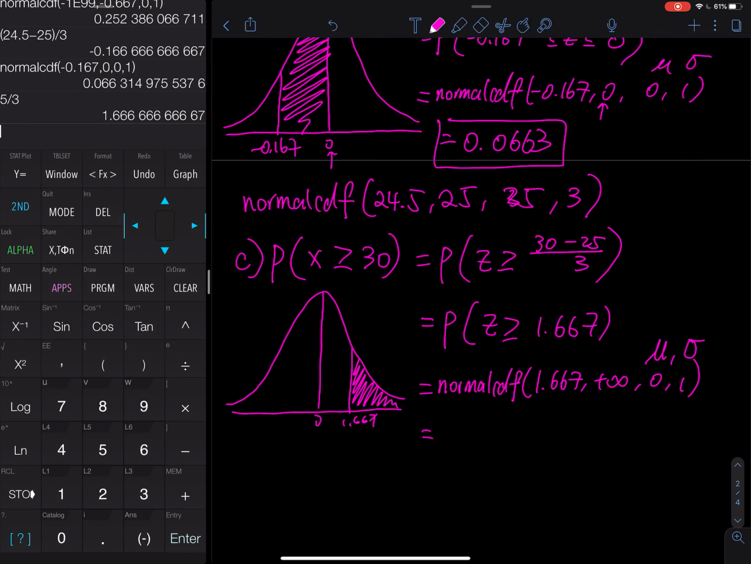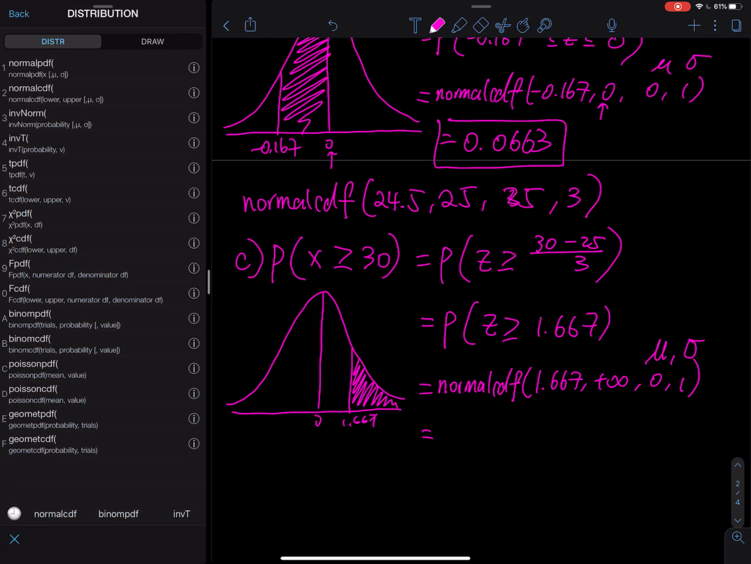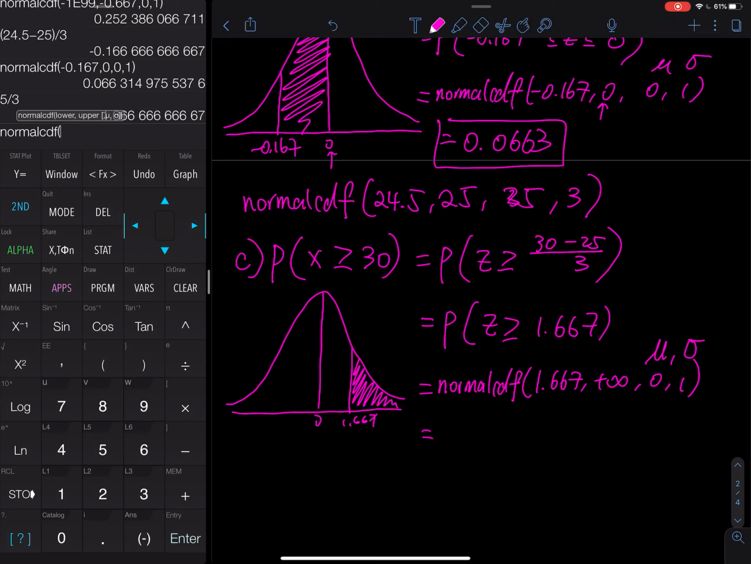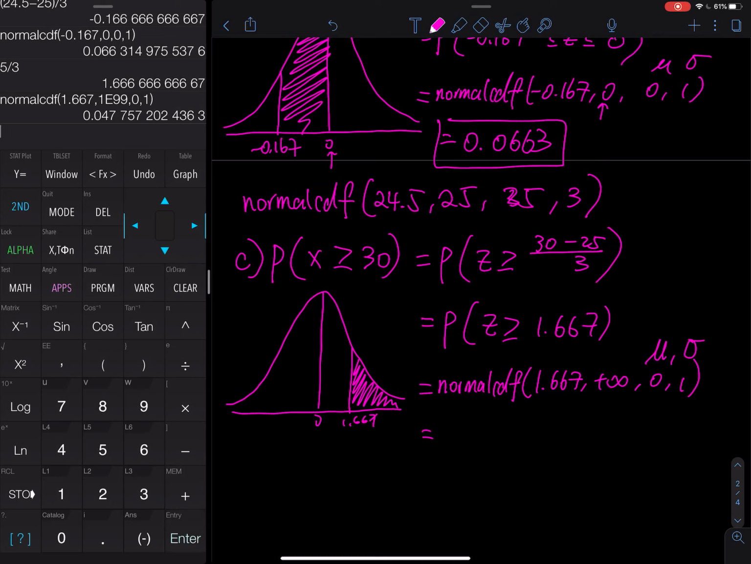And then we go to second VARS, normal CDF, 1.667 to positive infinity. We type 1 first. The E, the base 10, is second comma, and then you type 99. So that is positive infinity. And then mean is 0, standard deviation is 1, close the parenthesis, and then type enter. There you go. That is 0.0478. So that is the probability that you are looking for.